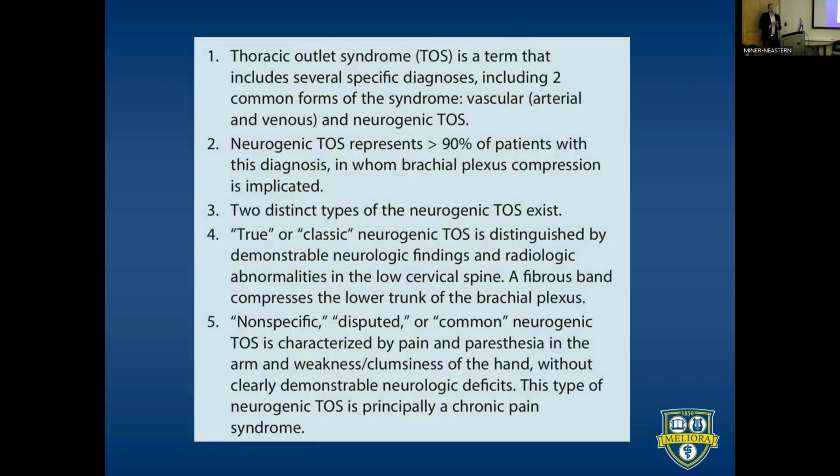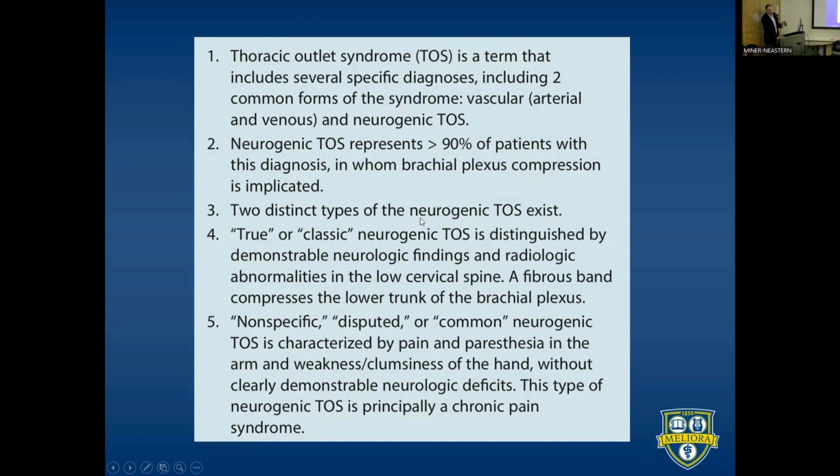So, talking more about the categories, because I think that's why Dr. Bates asked me here today. What are these categories? In this textbook chapter, they basically said there's two kinds: vascular TOS and neurogenic TOS. Neurogenic, as I mentioned earlier, is by far the most common cause. 90% of the patients are in this neurogenic category.